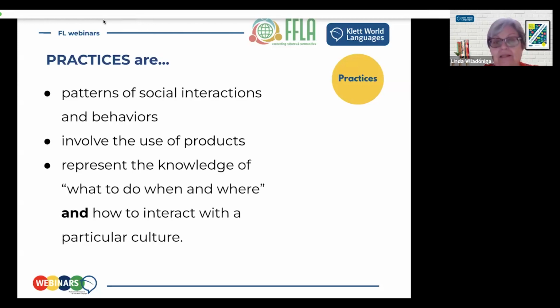Practices. Let's talk about practices. They are social interactions and behaviors. For example, when I was a young child, besides learning it at home, I remember my kindergarten and first grade teacher saying that when an adult entered the room, you had to stand up. And that was ingrained in us, and that was a social interaction or a pattern of behavior. That is taught still in many cultures. I think we're getting a little bit away from it here in the United States.